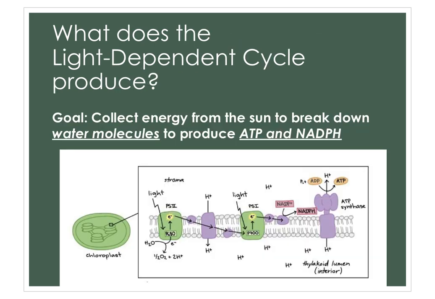Now, you do not need to know the entire process of the light-dependent cycle. But the big thing that you should know is that, number one, water molecules are used and broken down by light to produce ATP and NADPH, all right? So that's our goal for everything. As you can see, the light-dependent cycle doesn't have anything to do with CO2. That happens in the next cycle, okay?